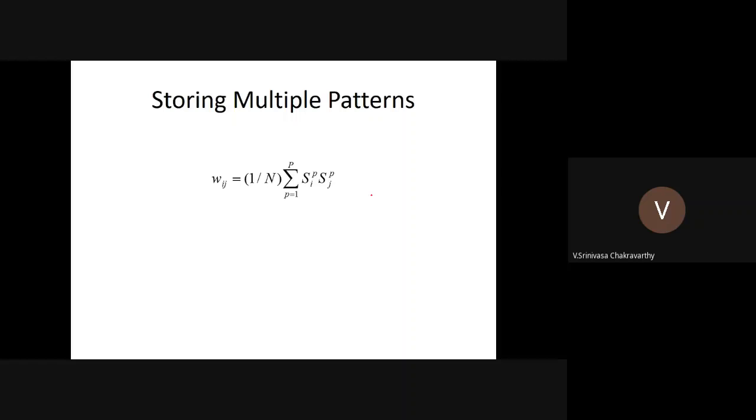Okay, so we said we can store multiple patterns using a formula like this. Suppose I have a 100 neuron network, and we can keep on storing patterns. Because we didn't say anything about any constraints on P, you might imagine you can store many patterns.